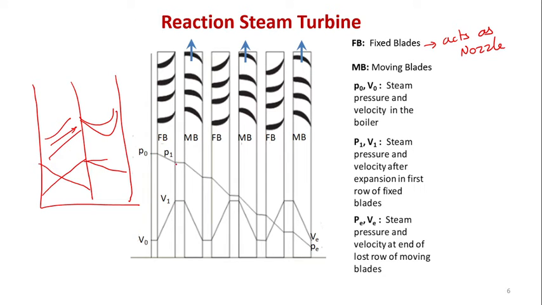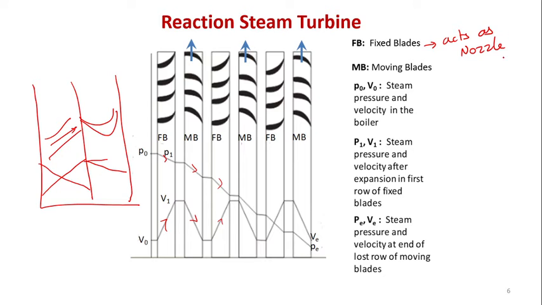There is partial decrease in pressure and partial increase in velocity. Again, partial decrease in pressure, partial decrease in velocity. So whenever there is the moving blade, the decrease happens for both velocity and pressure. But when it enters the fixed blade, only pressure decreases, velocity increases. You can see here, the fixed blades are nothing but the nozzles.